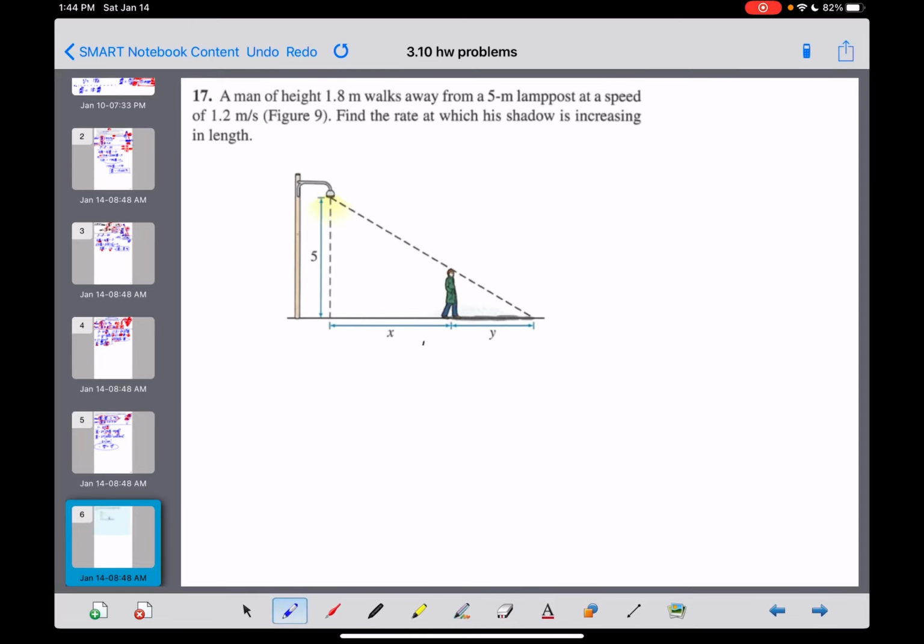I like number 17 a lot because it requires a little bit of geometry that you guys probably haven't used in about 3 years, so it might refresh our memory here just a little bit. So what's going on? We've got a man who's 1.8 meters tall, and let me just stop right here.